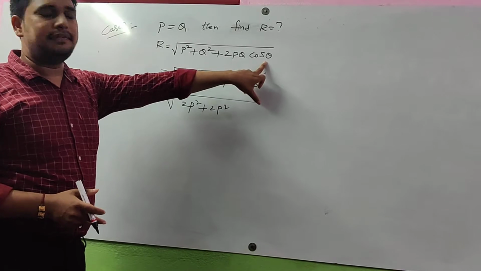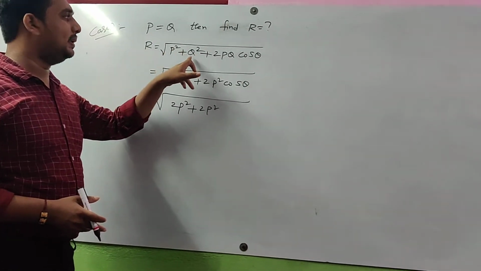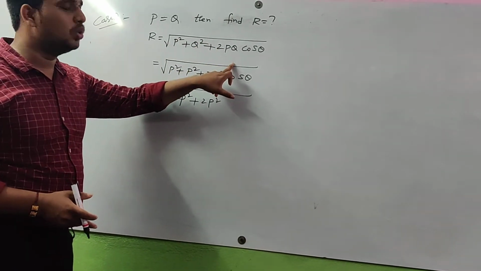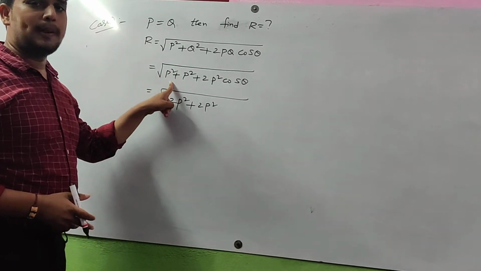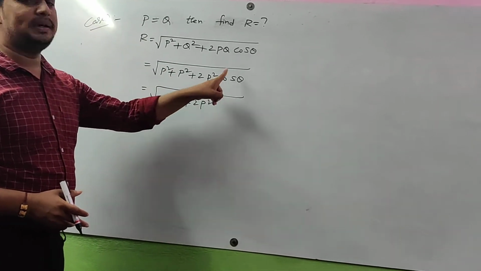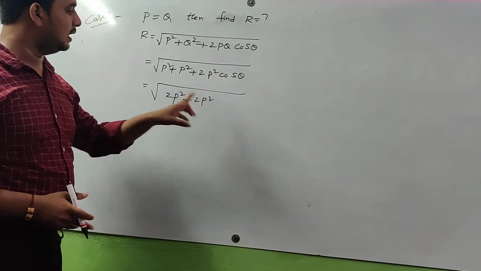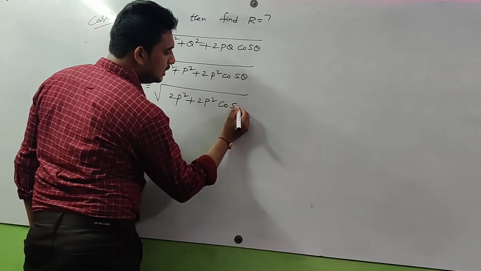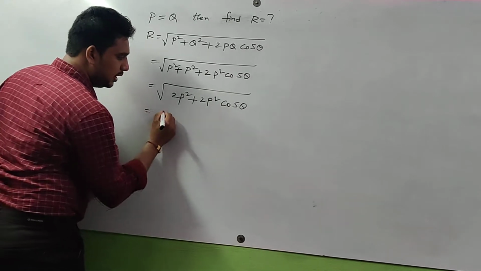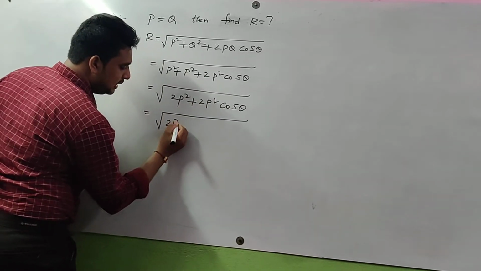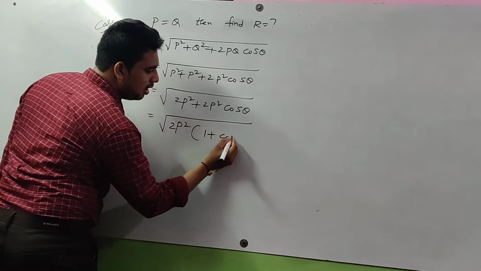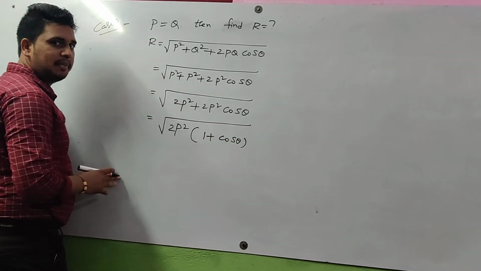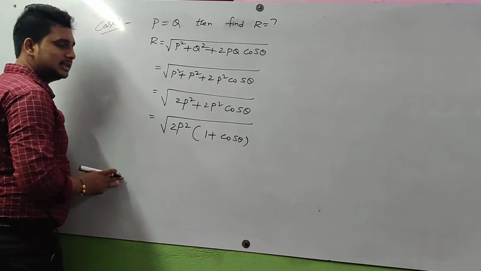Theta is the angle between them. Then we got the square root of P square plus Q square plus 2PQ cos theta. Since P is equal to Q, I substitute: P square plus P square plus 2P square cos theta, so 2P square plus 2P square cos theta. Then 2P square is common, and we get 1 plus cos theta.